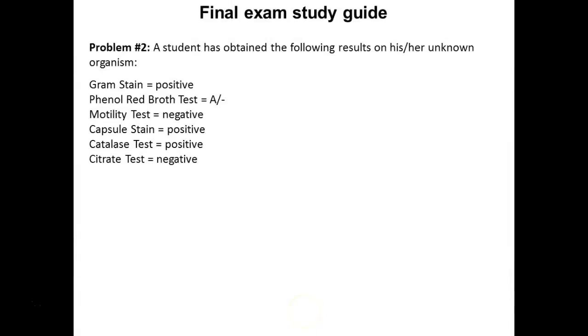So what about the second one? A student has obtained the following results on his or her own unknown. Gram positive, that divides our possibilities in half. A acid with no gas for the phenol red. Motility negative. We didn't have too many of those. Capsule positive, catalase positive, and citrate negative. What did you narrow this down to? This actually brought you to 2.